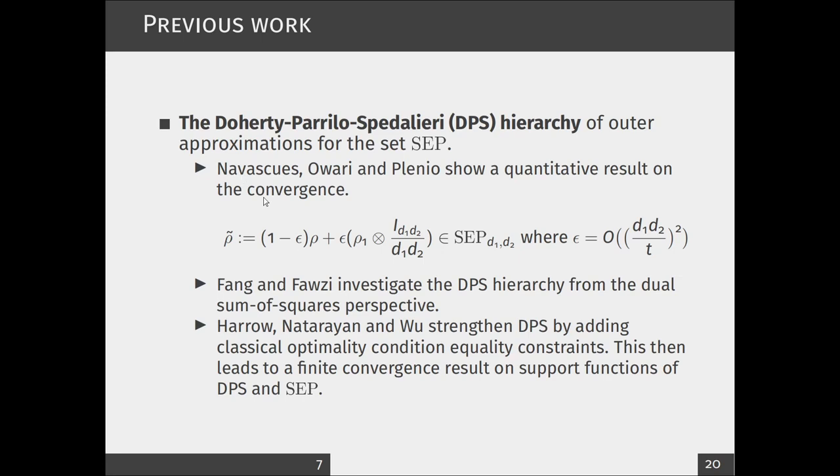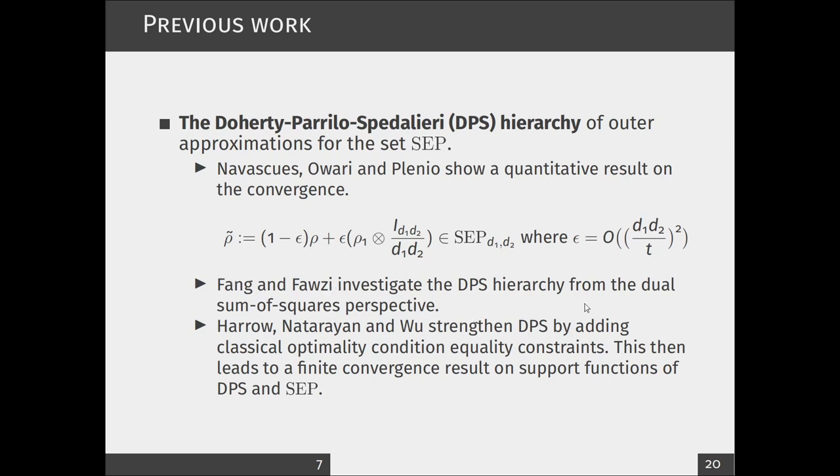I omit a lot of details for the sake of brevity, but essentially, if you have a rho from the DPS hierarchy, and you have a rho 1, which is like a tracing out of an extended state of rho, again a lot of terminology, you can show that your rho is just a small step away from the SEP cone, this epsilon step. Again, I apologize for being vague, but we are on the clock.